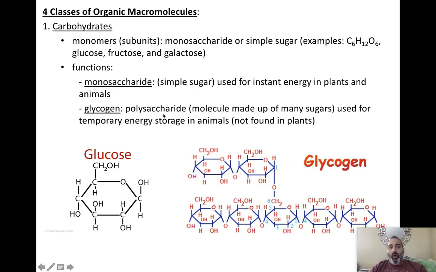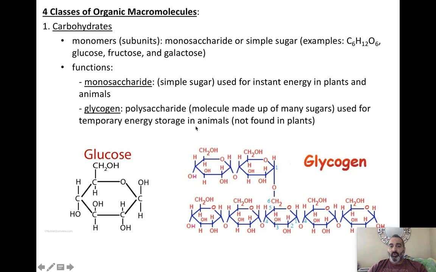Glycogen is a polysaccharide, which means many sugars connected to each other. When we eat sugary food, we take the sugar in our food and we store some of it. So we turn it into polysaccharides called glycogen in our bodies. What does this do? Now we have temporary energy storage if we need to use it later.